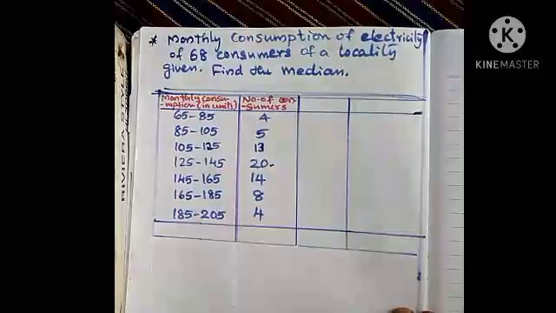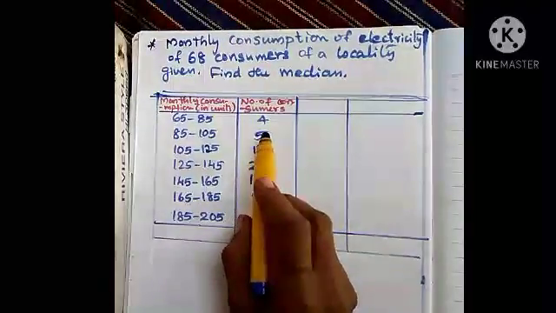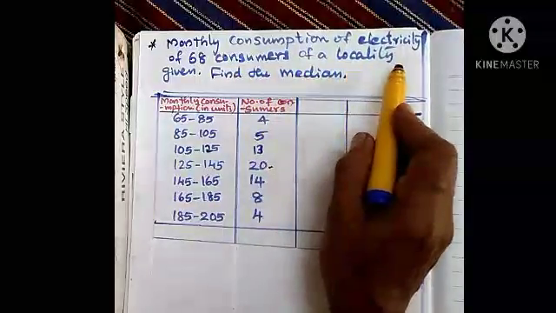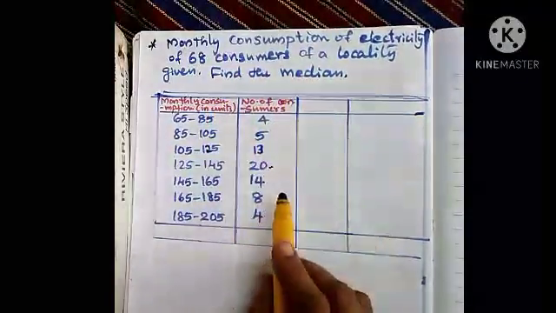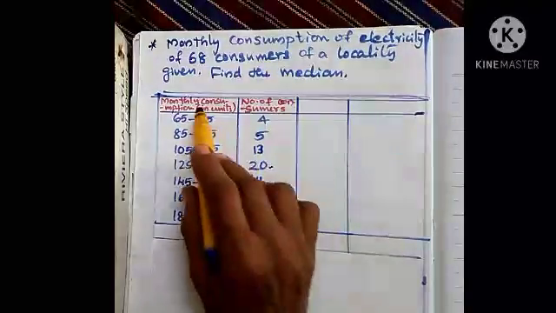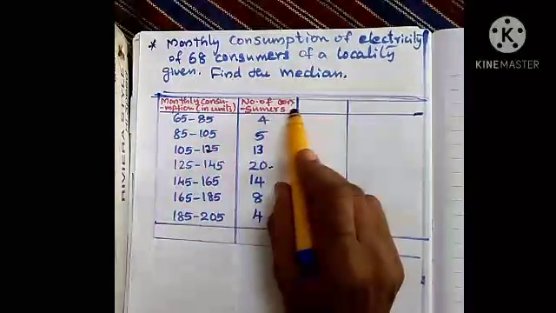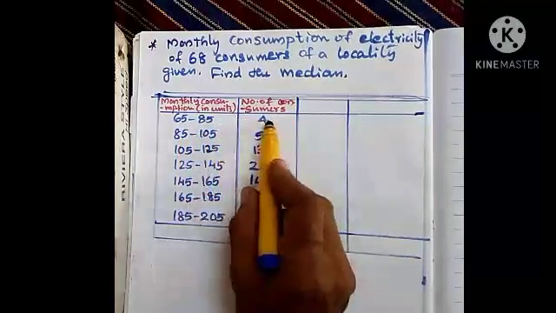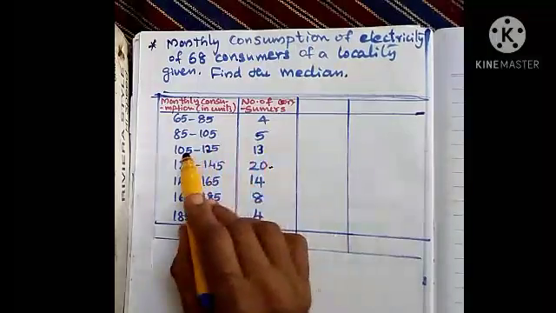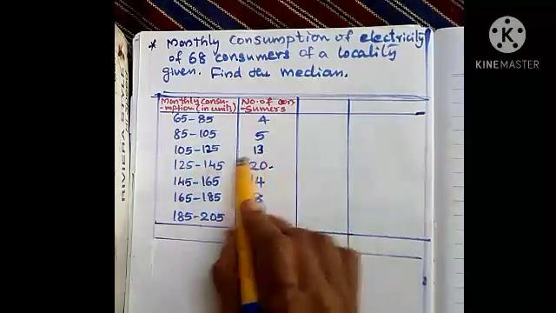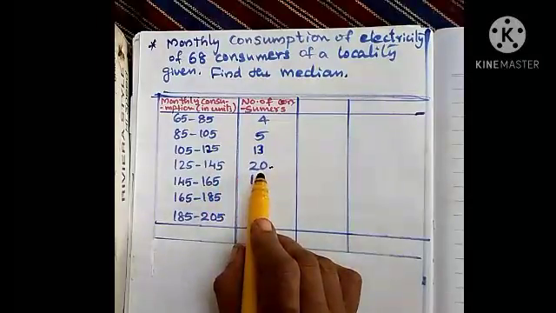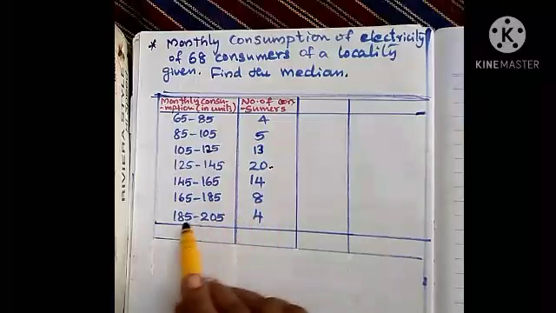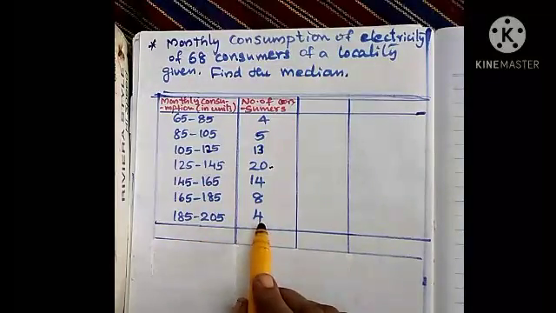Now, see one example question. Monthly consumption of electricity of 68 consumers of a locality is given. Find the median. Two columns are given: monthly consumption in units and number of consumers. So here it is the data: 65 to 85, 4; 85 to 105, 5; 105 to 125, 13; then 125 to 145, 20; 145 to 165, 14; 165 to 185, 8; 185 to 205, 4.